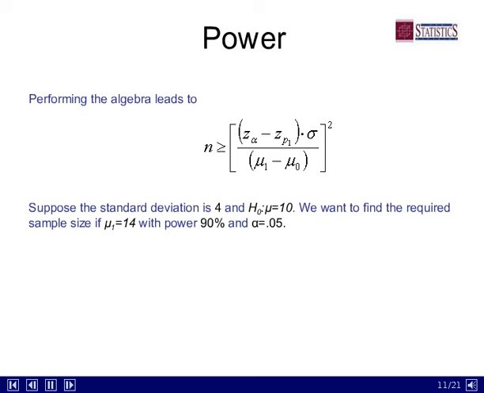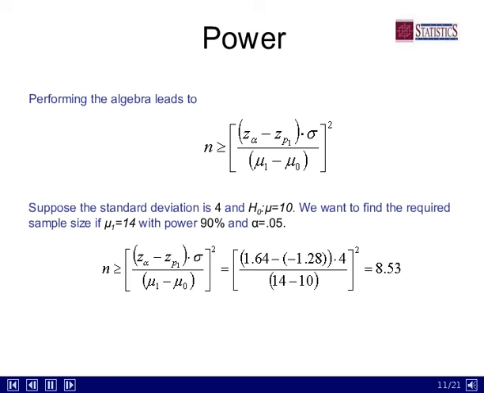So again, that's giving us the z of 0.05, the z of 0.9, mu1 is 14, mu0 is 10, and sigma is 4. So we know everything in that equation. So z of 0.05 is 1.64, as we've seen. Z of 90% cuts off 90% to the right, so it will have to be a negative number, because it's cutting off more than 50% to the right of it. So that's 1.28. So put the 4 in, put the 14 and 10, solve it all out, we get 8.53.